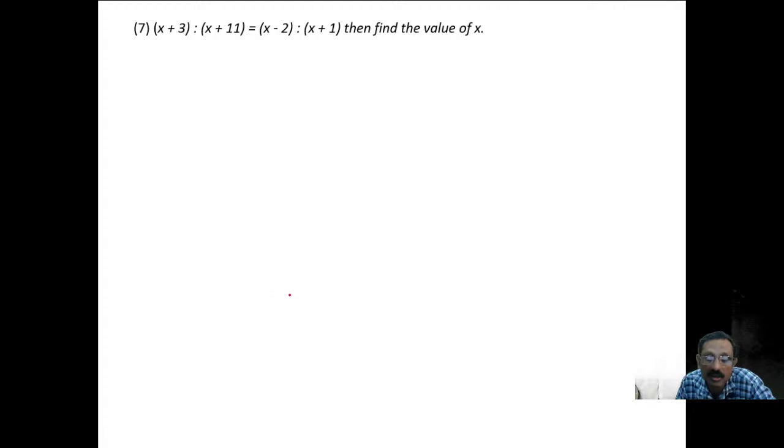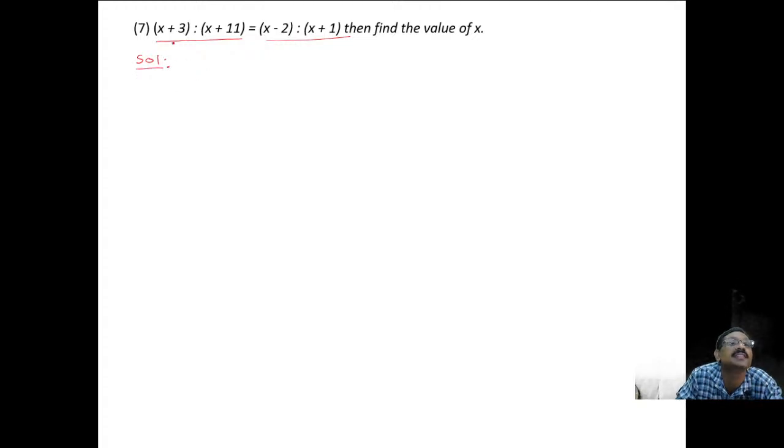Now look at the third one. If x plus 3 is to x plus 11 is equal to x minus 2 is to x plus 1, then find the value of x. Very carefully see here what they have said. They have asked us to find the value of this.